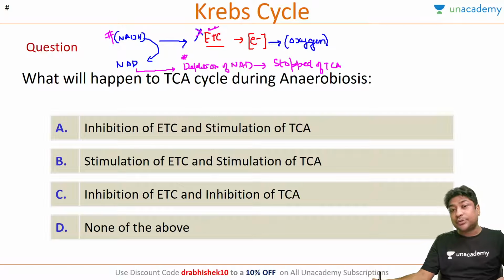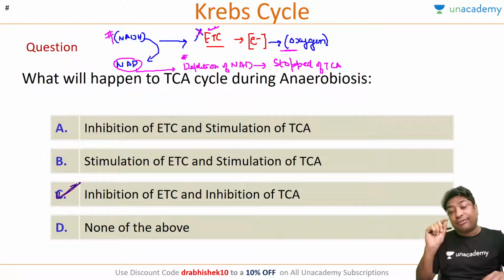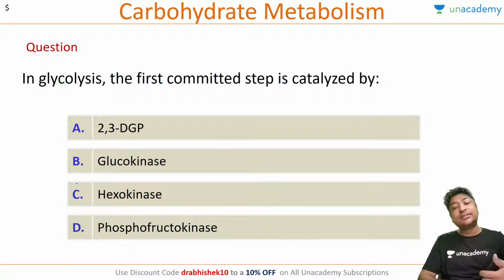So the electron transport chain is inhibited directly because it requires oxygen, and the citric acid cycle or TCA cycle is inhibited because it requires NAD. If the NAD is not there, the citric acid cycle will stop. So the correct answer is yes, you all are correct. The correct answer is inhibition of electron transport chain and TCA. But the major reason is that oxygen was required to be the final acceptor of the electron. Okay, very good. Let's answer this question.